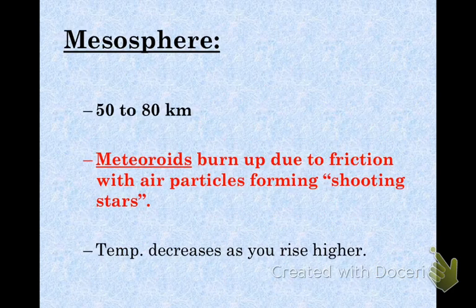The next layer is the mesosphere. This extends from 50 kilometers above the Earth's surface to 80 kilometers. This is the area where your meteoroids are going to burn up and give you that effect of a shooting star. Just like the troposphere, temperature decreases as you rise higher. It decreases the higher you go in the atmosphere.